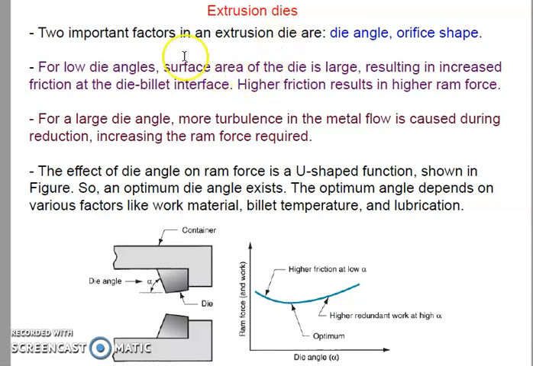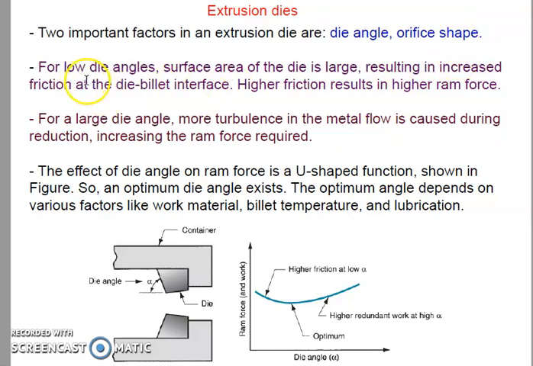The two important factors in an extrusion die are mainly the die angle, that is our alpha, with respect to the reference plane. This die angle is most important for the extrusion process, for the accuracy of the product, and for the leakage of the billet material, to maintain a proper angle to the die here. Also the orifice shape.